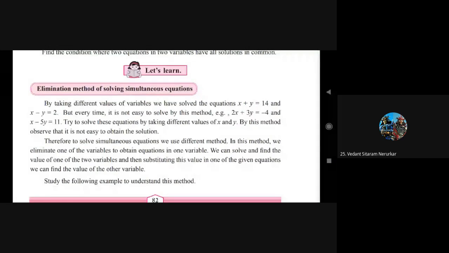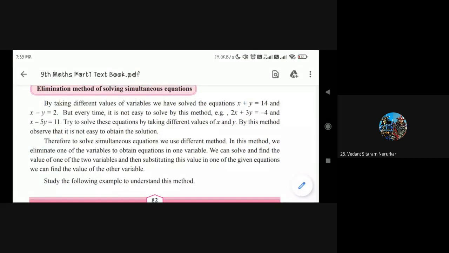So therefore, to solve simultaneous equations, we use different method. In this method, we eliminate one of the variables to obtain equations in one variable. We can solve and find the value of one of the two variables and then substituting this value in one of the given equations, we can find the value of other variable too. So study the following examples and understand this method.